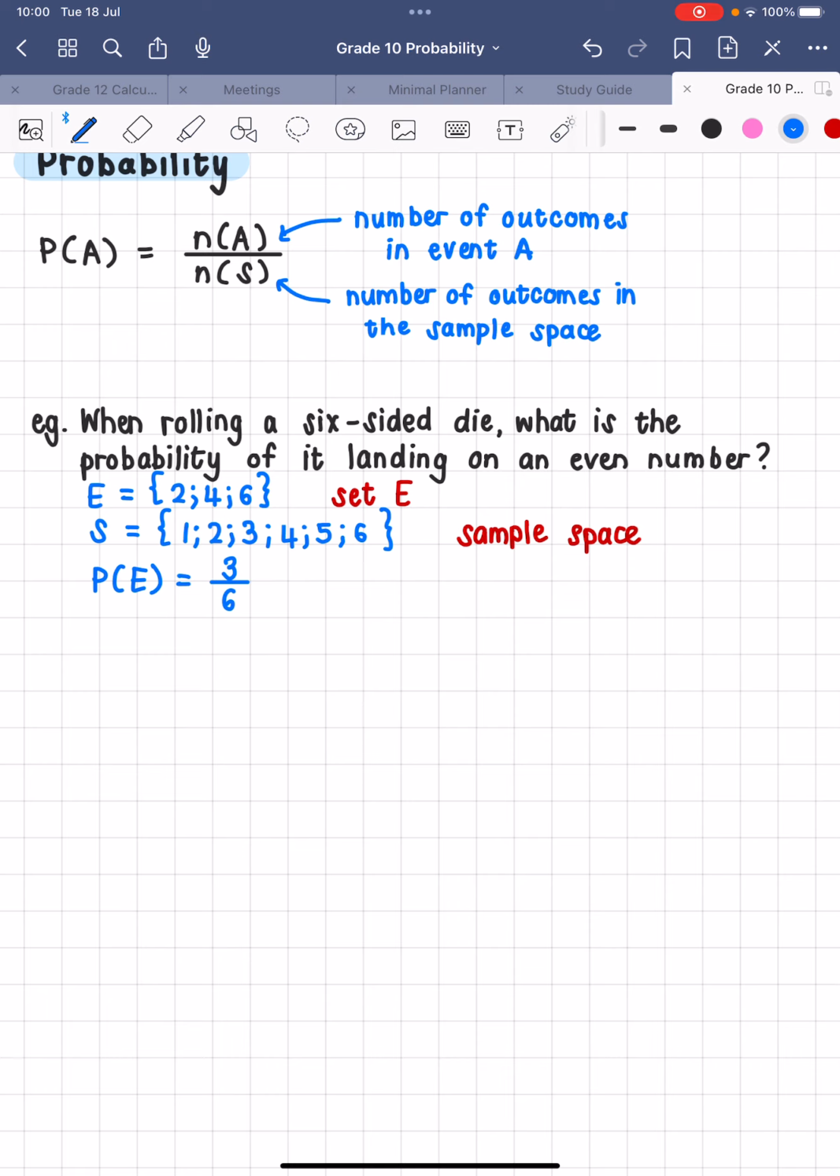But guys, am I correct in saying you don't actually need those two things written down to be able to get to the answer, right? We did this last year. You just ask yourself, how many even numbers are there? 3, so that goes at the top. How many numbers in total? 6, so that goes at the bottom.